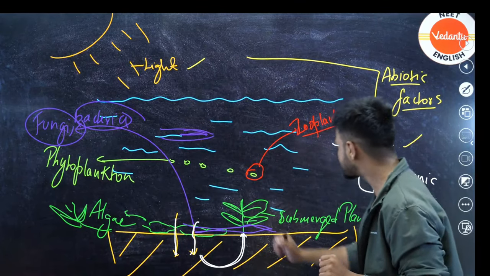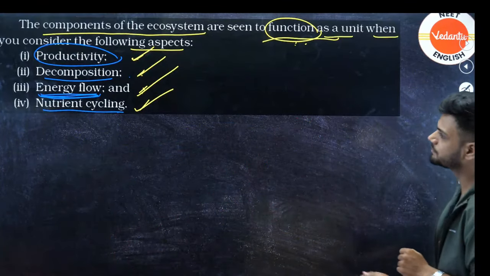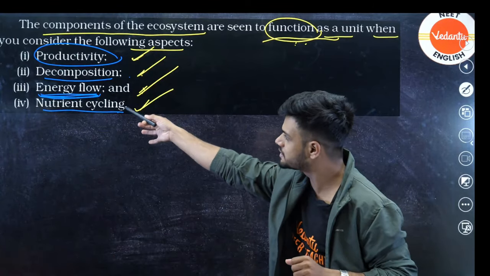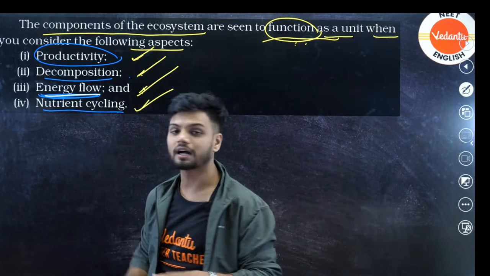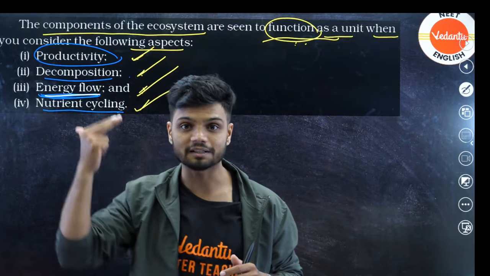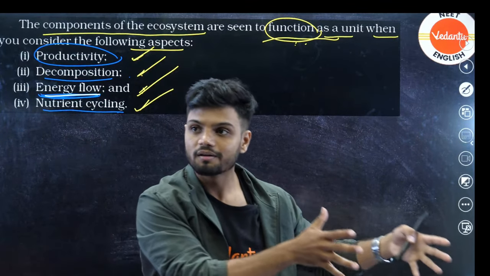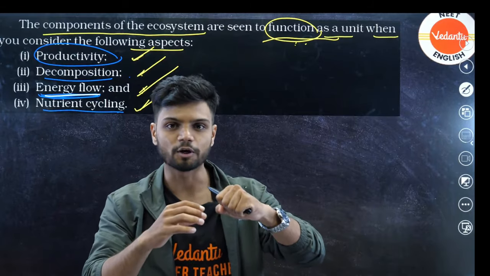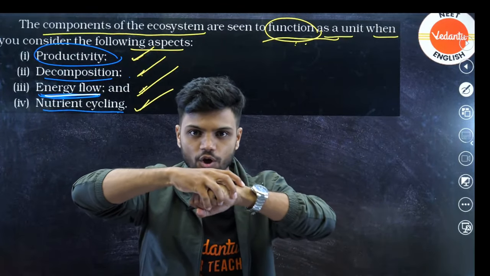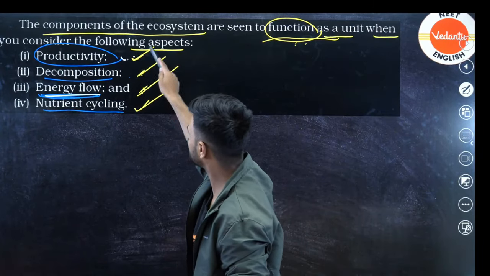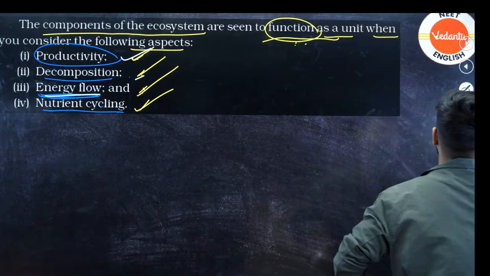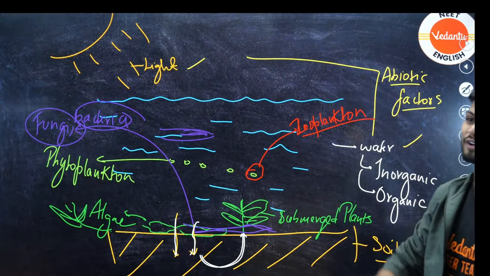Did we cover all the points? Energy flow is nothing but the conversion of your sunlight. Photosynthesis, energy flow. Phytoplankton is eaten by zooplankton, that is energy flow. Every single point has been covered by the beautiful diagram.